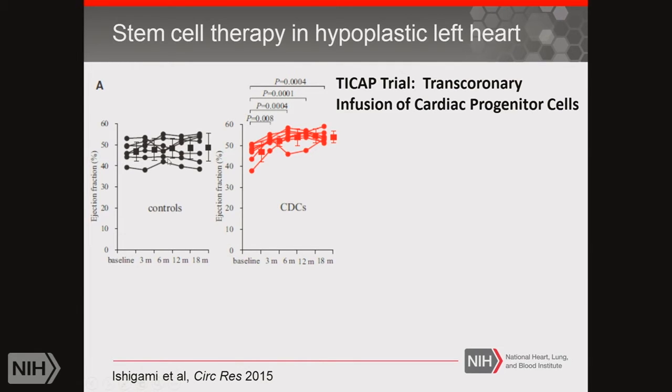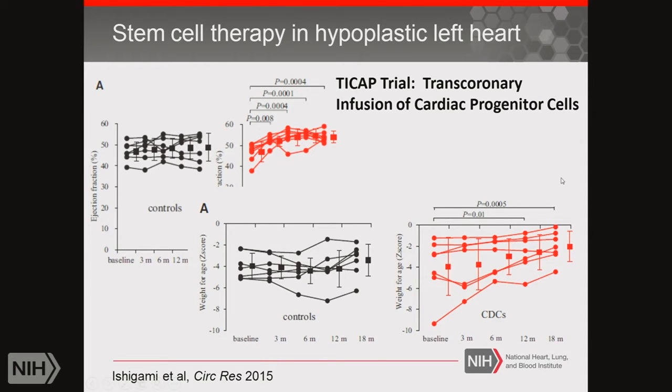So the controls are in black and the treated children are in red. Ejection fraction is one measure of how well the heart's squeezing with every heartbeat. In the control children, over the 18 months during which they were followed, there was no change, no improvement in ejection fraction, and this ejection fraction isn't so hot here. In the treated children, however, the ejection fraction went up significantly. These p-values all have a lot of zeros after the decimal point, which illustrates significance.